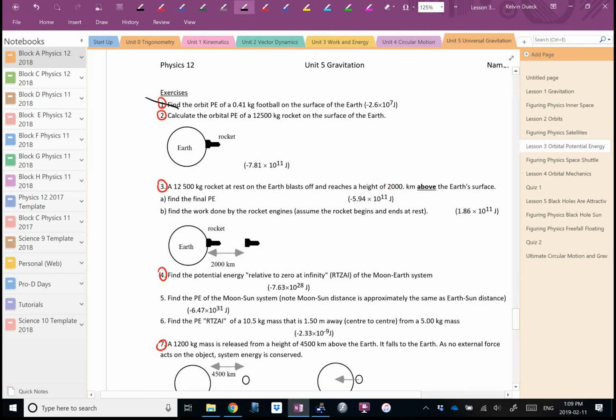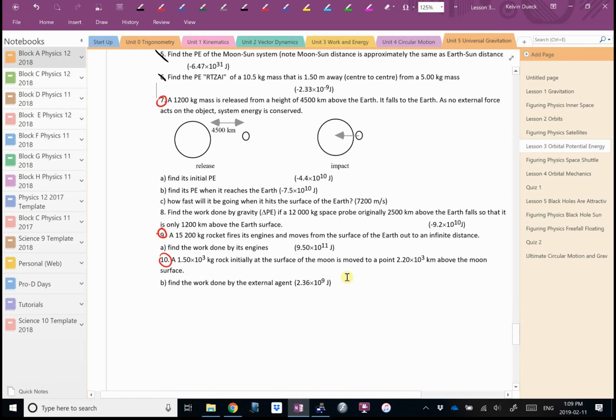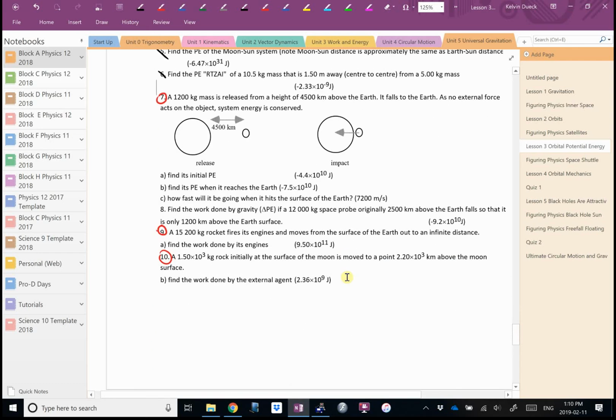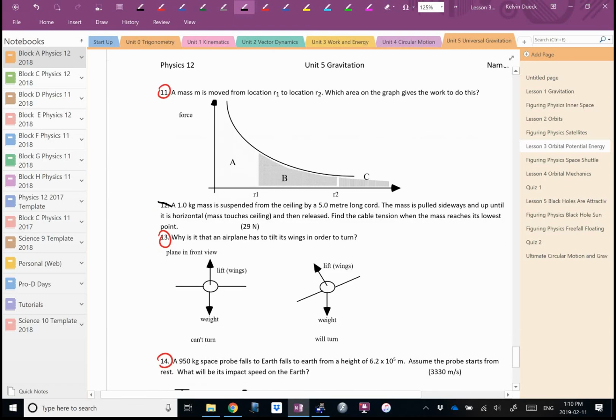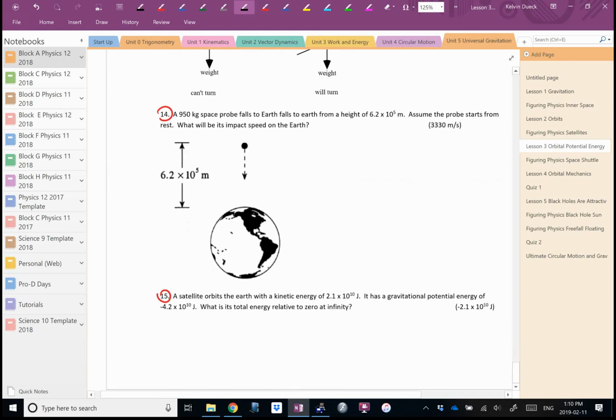You can skip 5 and 6. Now, by the way, if you look at number 4, it says find the potential energy relative to 0 at infinity. In other words, that's their code for saying please make sure you use cosmic potential energy. 7, 8, 9. Sorry, skip 8. I'm sorry. 7, 9, 10. 11 is good. You can skip 12. 13, 14, 15. Okay.